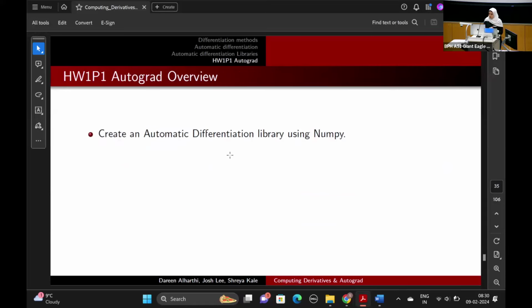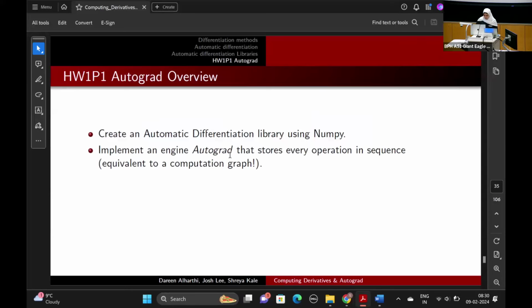Okay, so now we'll talk about homework part 1, AutoGrad, which is a bonus. We'll go through the implementation details for automatic differentiation. In this homework, we will build an AutoGrad engine using NumPy that tracks and stores every operation in a sequence. Before I start, how many of you went through the code and the write-up of the homework?